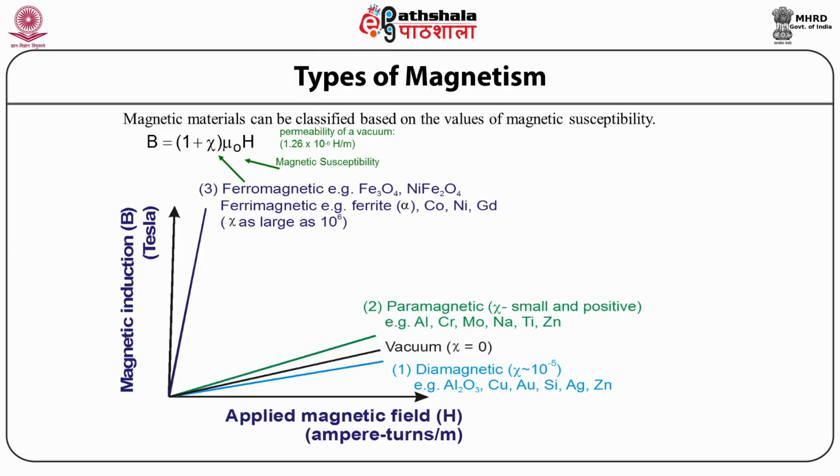Next is ferromagnetic. Susceptibility is positive but very small for paramagnetic materials, but it can be very large for ferro and ferrimagnetic materials. The examples for ferromagnetic materials are Fe3O4, NiFe2O4, and the examples for ferrimagnetic materials are ferrite, cobalt, nickel, having a very large magnetic susceptibility as 10 to the power 6.